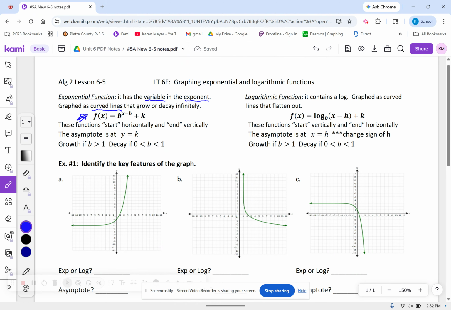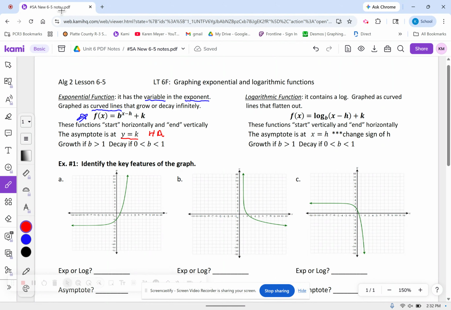These types of graphs will always have an asymptote that is going to be a horizontal one. So remember, horizontal asymptotes will be y equals, and it will always be y equals whatever the k value is. They will always have an HA, for horizontal asymptote, and it will always be y equals k.